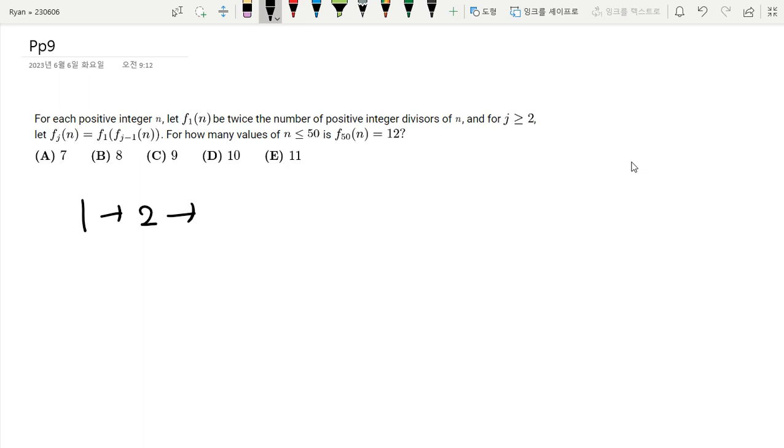So if we apply the function again, twice 2, 2 times 2 is 4, and the number of divisors of 4 is 3, 1 to 4. So multiplying by 2 makes 6. How many divisors does 6 have?